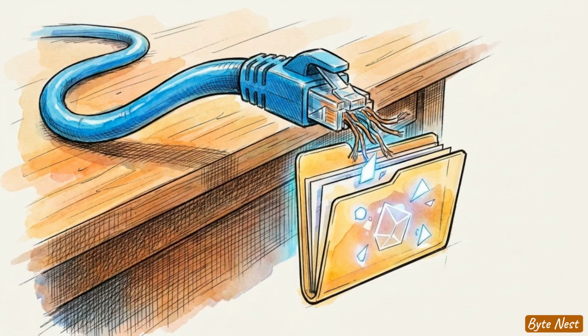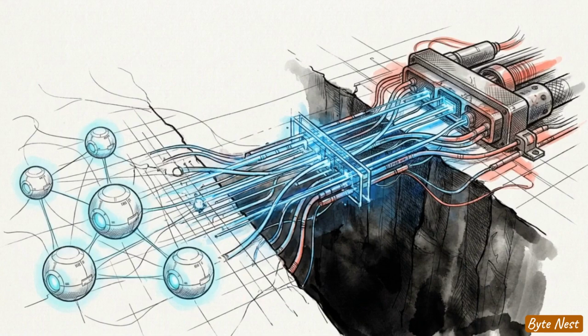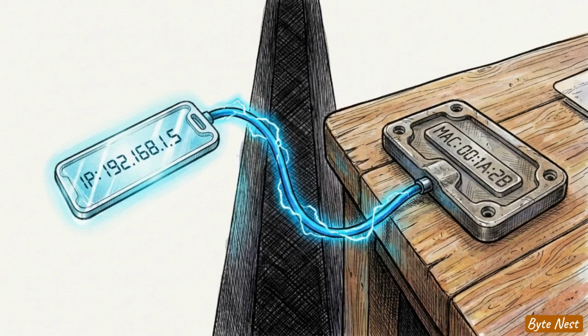Without a way to translate that software-based name into a specific piece of physical hardware, local communication stops dead in its tracks. This is where the Address Resolution Protocol, or ARP, comes in. It's the invisible translator for your network, bridging the gap between name tags and physical desks.